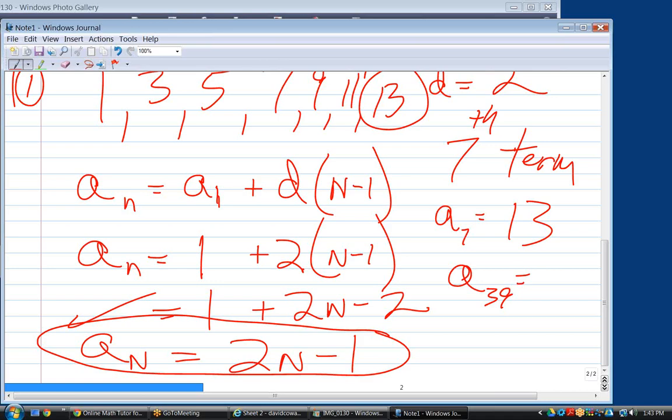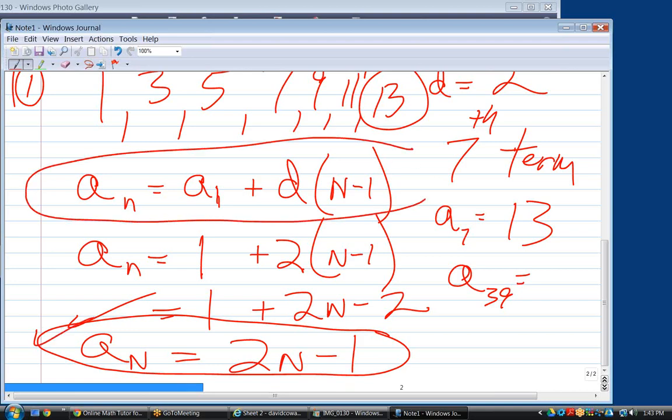So that's your general formula, right? Actually, this is the specific formula. Yeah, that's what I meant. So this is the general. This is the general for all arithmetic sequences, and this is the specific for this arithmetic sequence. Right. So what's the 39th term? It'd be 77. Yeah. That's sequences in a nutshell.